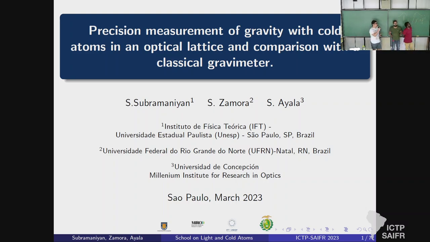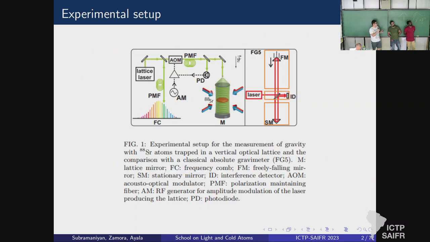Greetings. We start to talk about the paper called "Precision measurement of gravity with cold atoms in an optical lattice and comparison with a classical gravimeter." This paper is essentially experimental, so we start with the experimental setup.